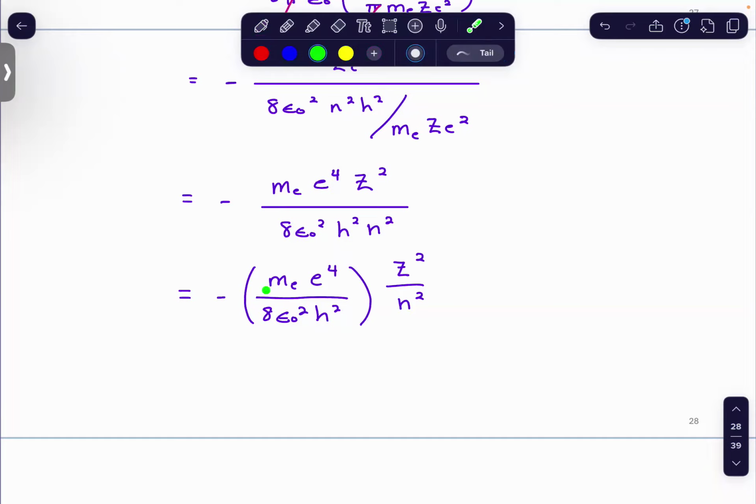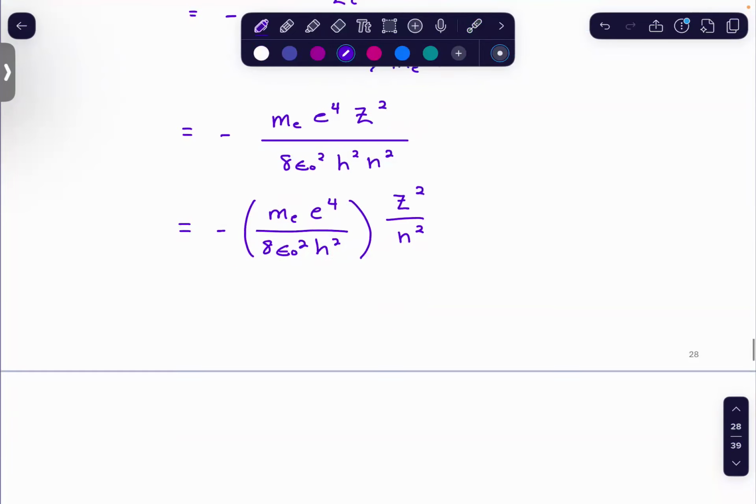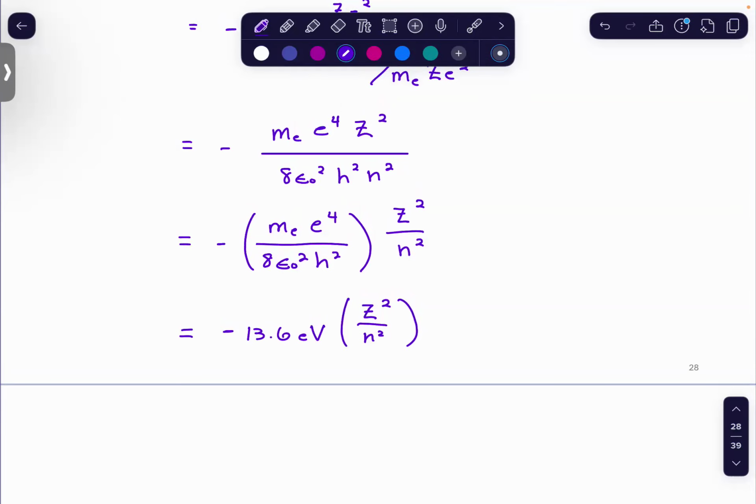And the great thing is everything inside of that parentheses now is a constant. So you have your mass of an electron, your permittivity of a vacuum, and Planck's constant. Oh, and e is your fundamental charge. So you can look all those up, plug them in, and you're going to get a negative 13.6 electron volts times Z squared over n squared. And that is a way that you can end up deriving the Bohr equation. So again, review this whole process. Learn to model systems mathematically. It's going to help you in the long run.